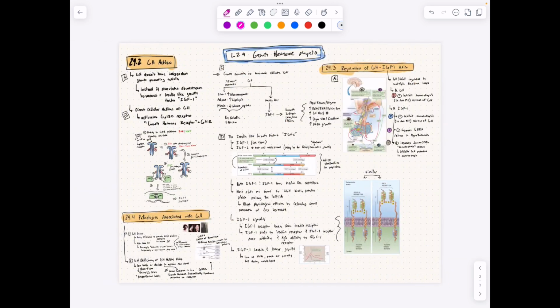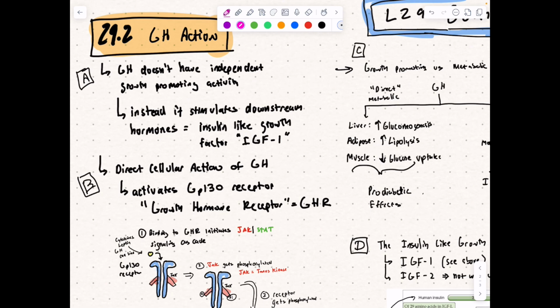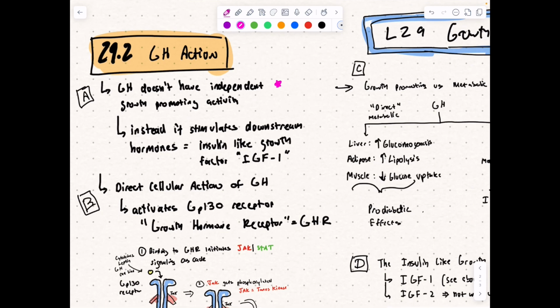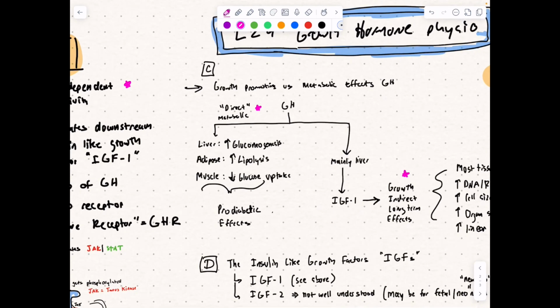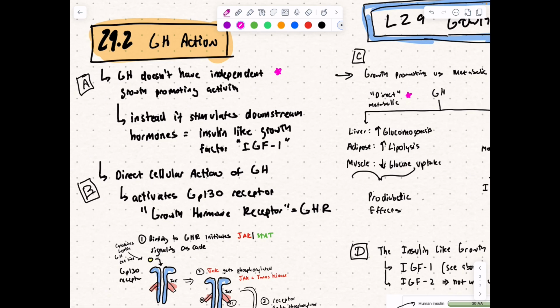All right, so we're going to talk about the negative feedback overall, but these are good to know. All right, so then what exactly does growth hormone do? So growth hormone doesn't have an independent growth promoting activity, and we're going to see that we have direct metabolic effects of growth hormone, and then we have indirect actual growth effects of growth hormone. But the idea is that indirect, the actual growth that you think, the elongation of the human skeleton, is a result of this downstream hormone called insulin-like growth factor, so IGF-1. And growth hormone is going to stimulate the downstream production of IGF-1.